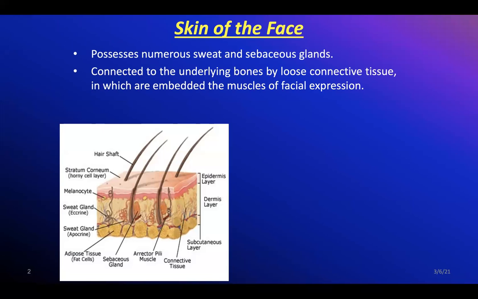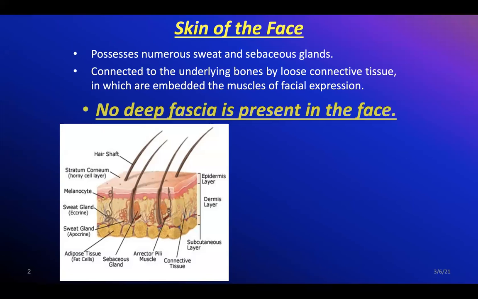possesses numerous sweat and sebaceous glands connected to the underlying bones by loose connective tissue in which are embedded the muscles of facial expression. بالنسبة للفيس there is no deep fascia. Now هذا section of the skin should be on the surface هو الهير shaft.